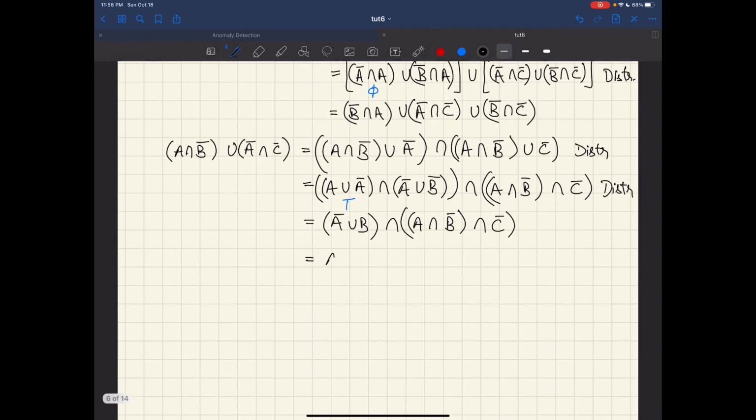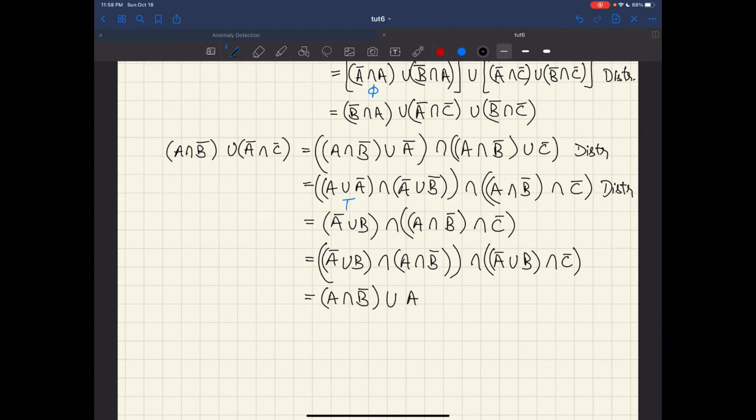Now once again we'll use the distributive law, which will take us to A complement union B intersection A intersection B complement and A complement union B intersection C complement. Now here we apply the absorption law to reduce it to A intersection B complement, and whatever's on the right-hand side we use the distributive law to open it up again. Now as you can see, this is equal to what we had achieved from the left-hand side. That's how we prove they both are equal.